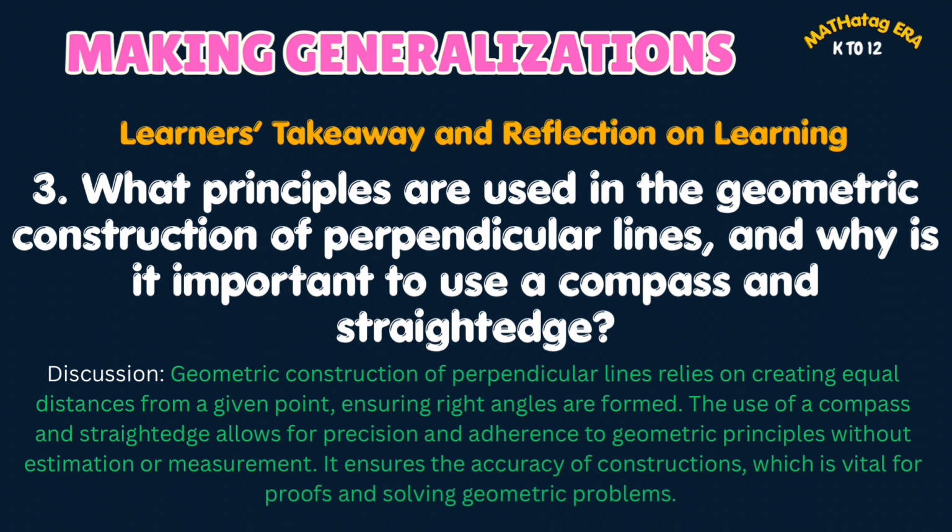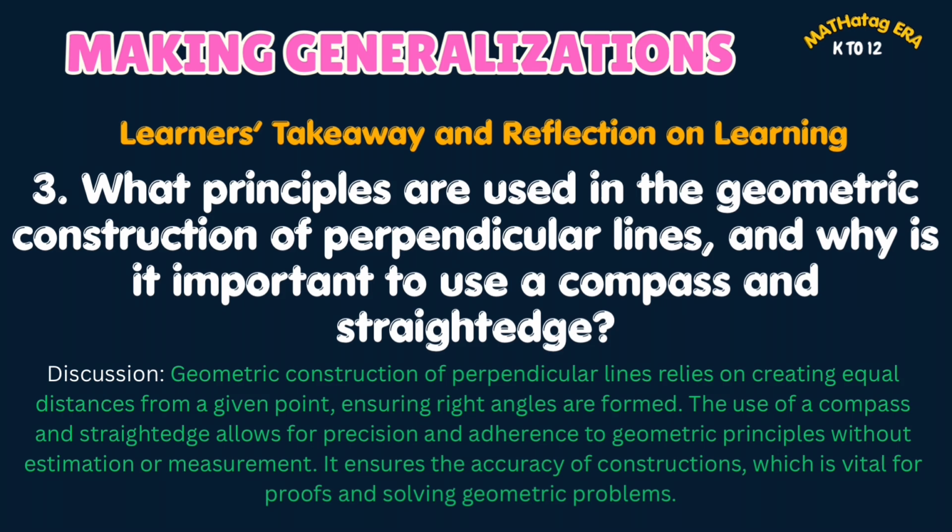Why use a compass and straight edge? They provide precision. They allow us to construct figures accurately. We avoid guessing or estimating, and we follow geometric rules and principles. Accurate constructions are important because geometry relies on logical reasoning and proof. Even a small error can affect the correctness of a construction.